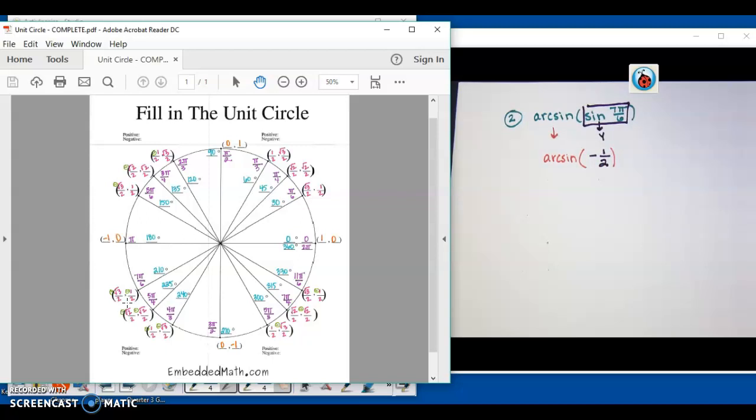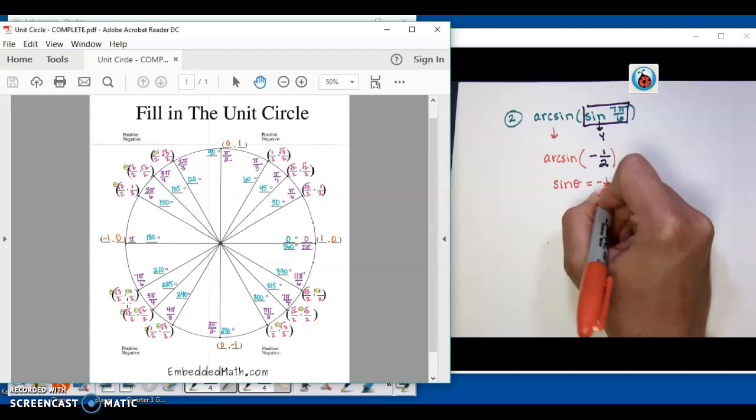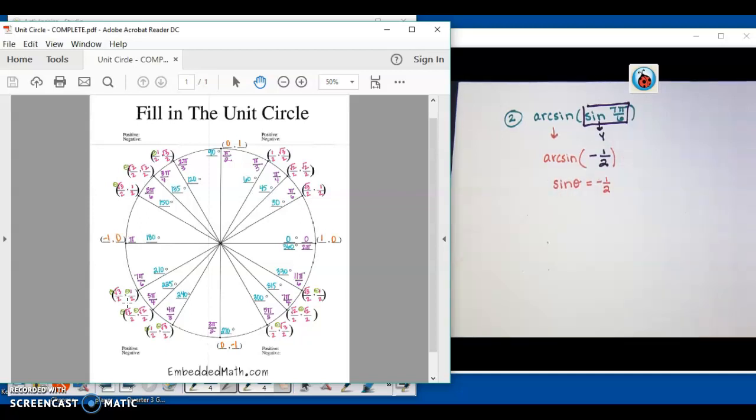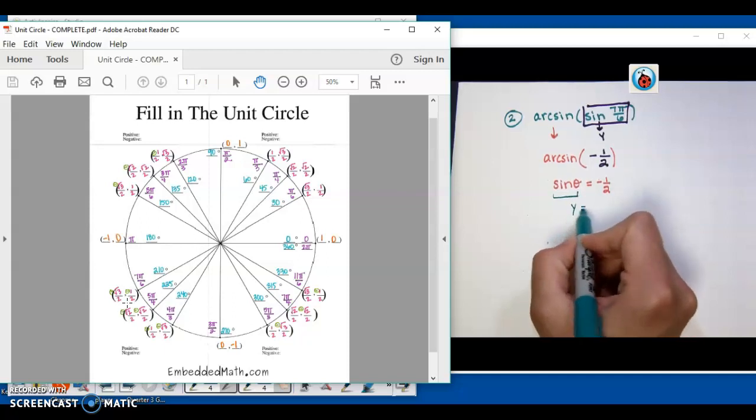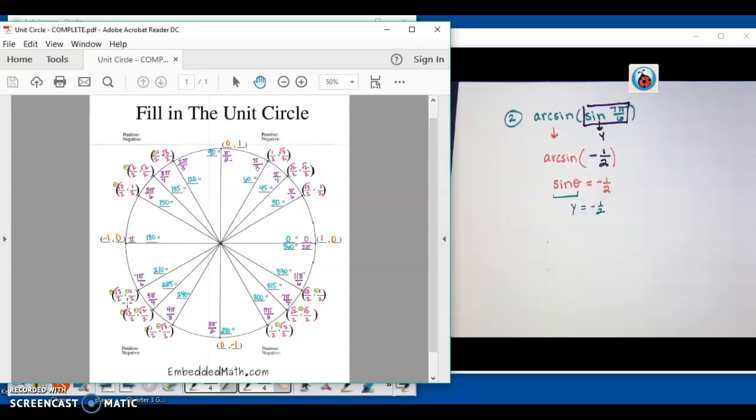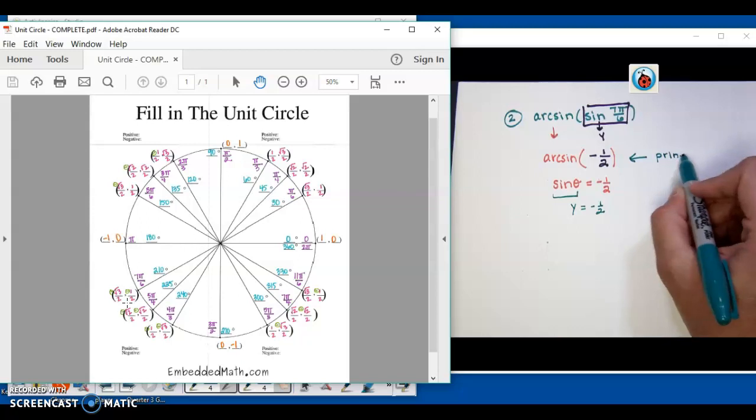Since we're doing an inverse trig function, we need to rewrite it as sine theta equals negative 1/2. Sine is the y value. So we're trying to look on our unit circle for where the y value is equal to negative 1/2. Now, because we started out with an inverse trig function, we have to worry about those principal values.